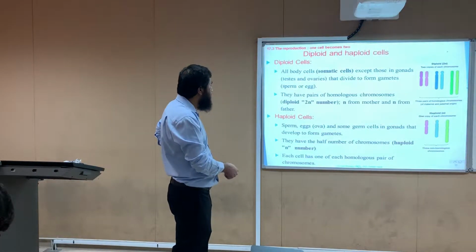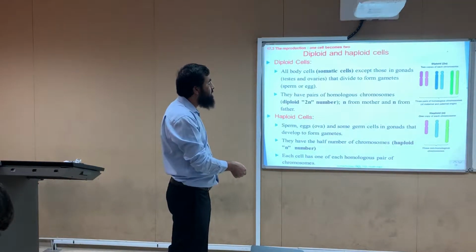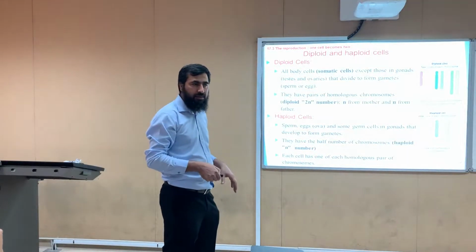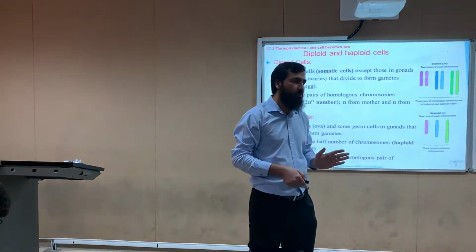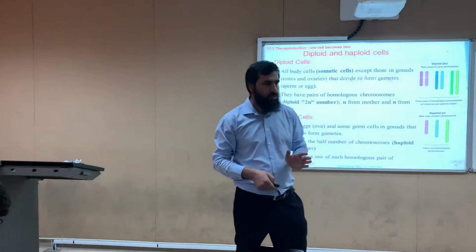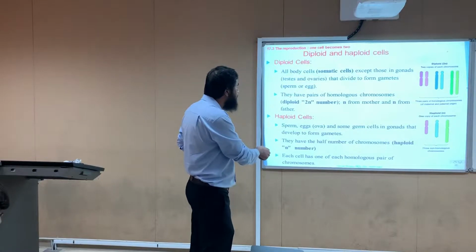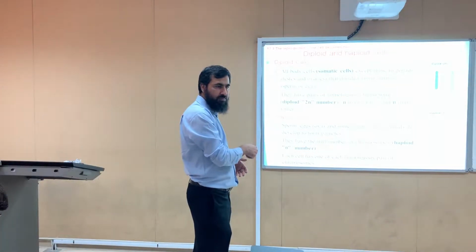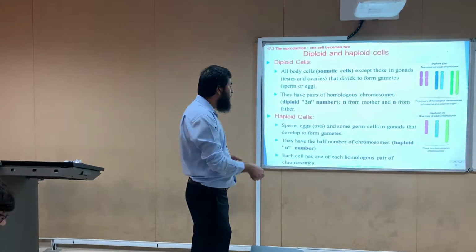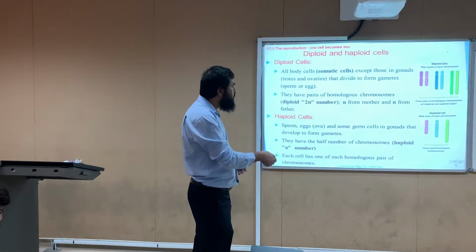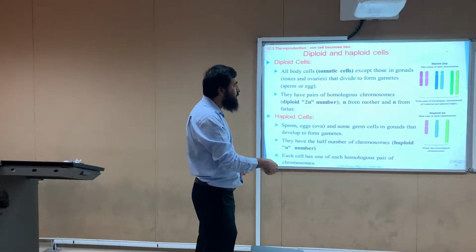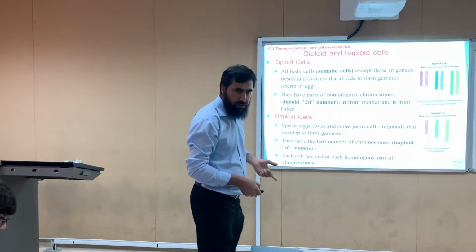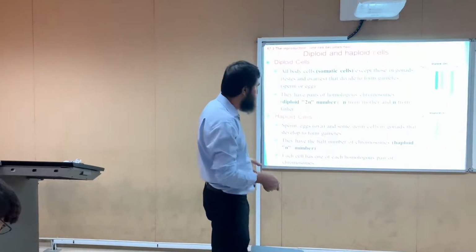So in this instance we have cells that are n. That means they have half the number of chromosomes. So 23 chromosomes instead of 46. So 23 single, and here we have 23 pairs, okay? So, you know, we talked about these homologous pairs. In the diploid, we have the homologous pairs, and in haploid, we have one of the homologous pairs, okay? So it becomes 23.